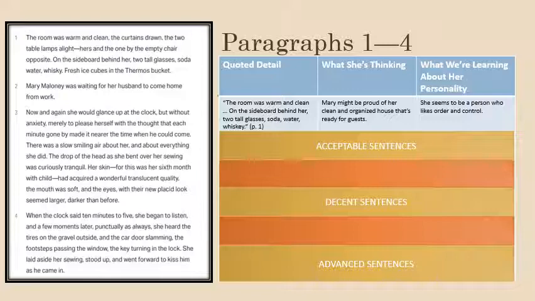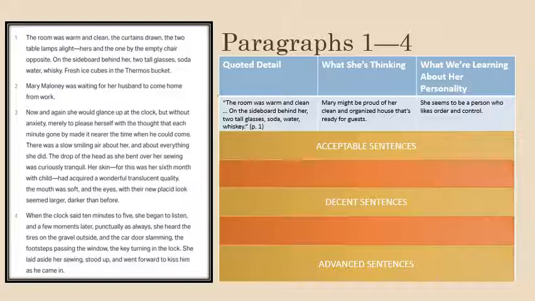At this point, we don't know that it's her husband coming home yet, but it's clear that there are going to be multiple people in this room, and that it's clean. So what am I learning about Mary's personality? She seems right off the bat to be somebody who likes order and control. She's got this clean room, she's got things set out, right? So she might be, to use a turn of phrase, somewhat of a control freak.